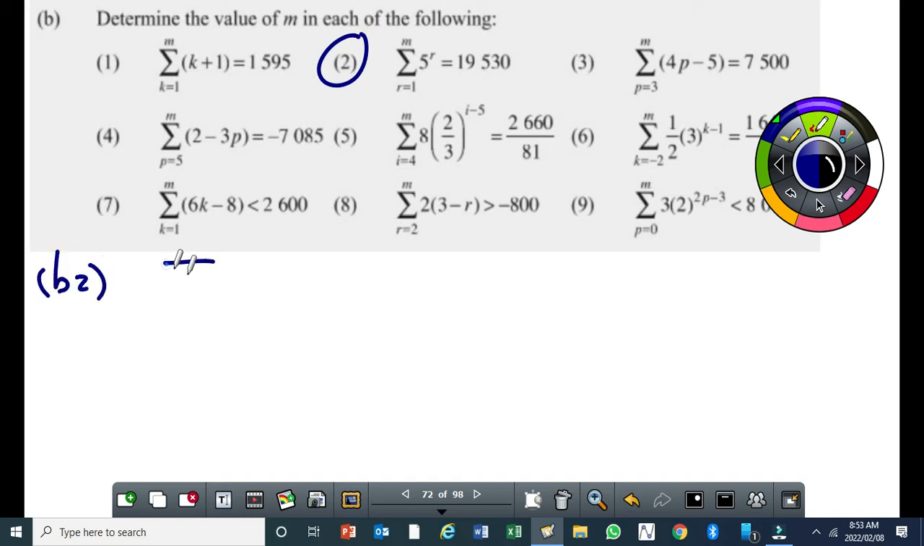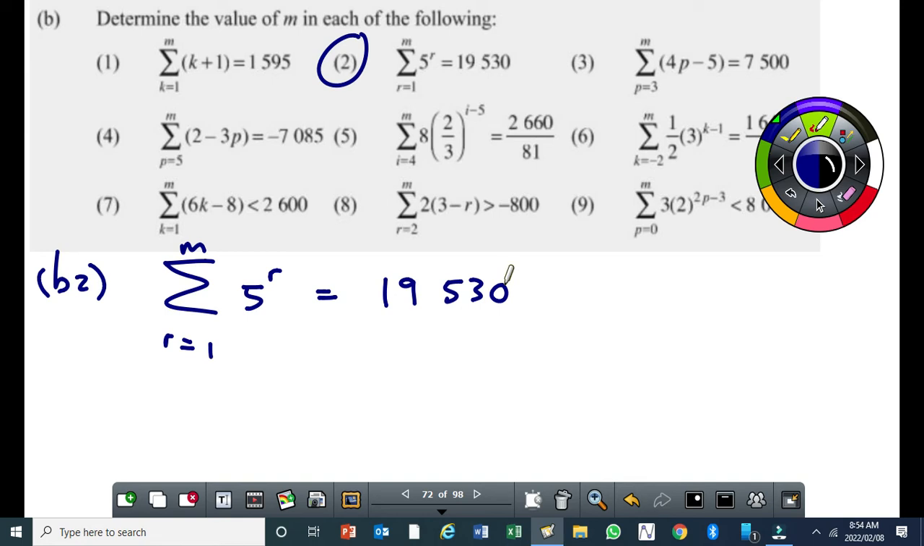So you are given the sum from r equal to 1 up to m of 5 to the power of r, equal to 19,530. The question says determine the value of m, which is the total number of terms. So what do you do here to determine the value of m? M is the number of terms in that series. We need to know the first term and the common ratio, because this is a geometric series.